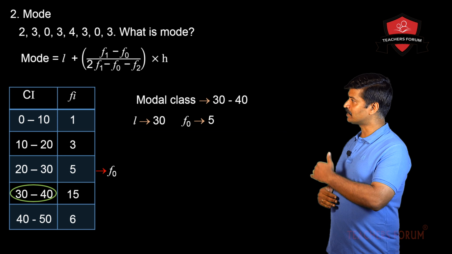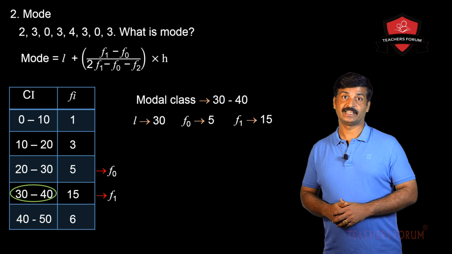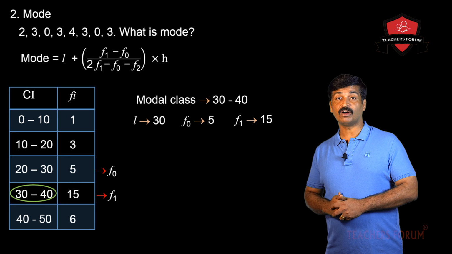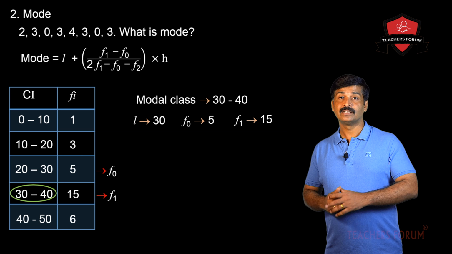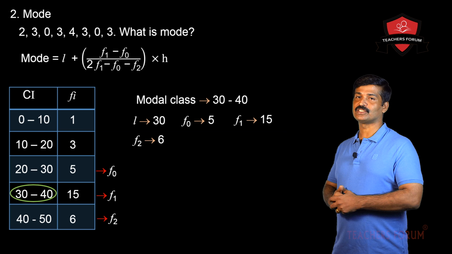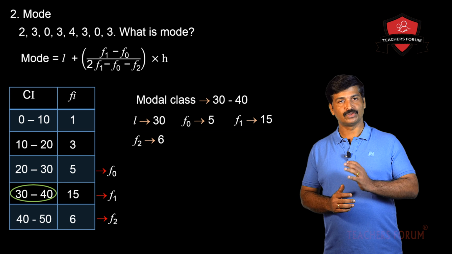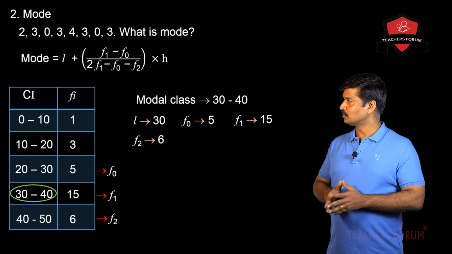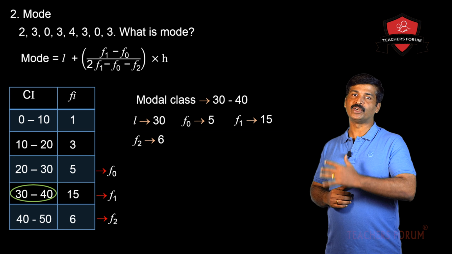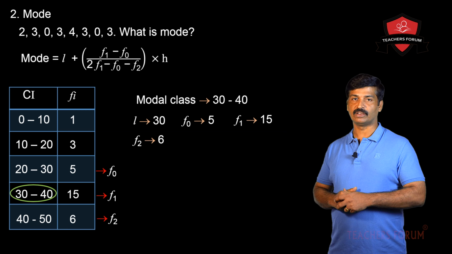Now let us see what is F1. F1 is the frequency of the modal class. Now what is F2? F2 is the frequency of the class succeeding the modal class. So here 6 is F2. I think it is clear to you what is F0, F1, F2. You see, if you get the modal class, just write first what is F0, F1, F2 in the order 0, 1, 2. Now you got what is F0, F1, F2.